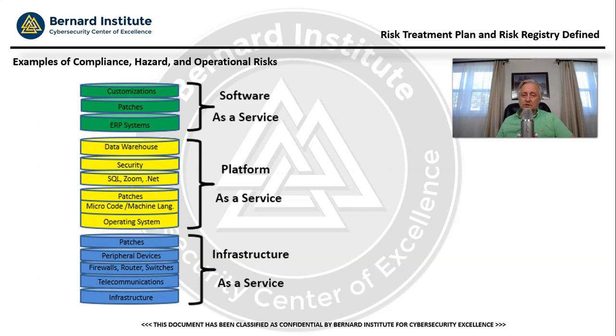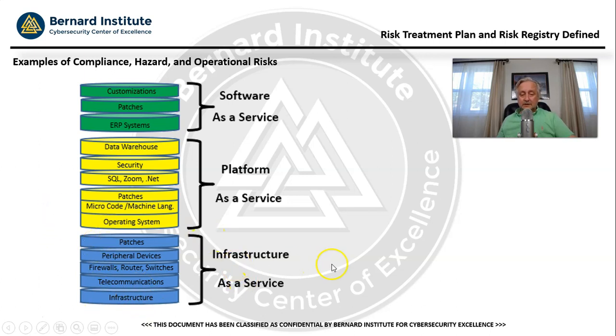Okay, now we're going to switch gears a little bit, and I'm going to drill down into operations so that you understand the compliance, hazard, and operational risks. This is what we call a cloud stack, but it's a technology stack that could be in the cloud, or in your infrastructure, or right on the desktop or laptop you're working on right now. You have an infrastructure, peripheral devices, printers attached, firewalls, antivirus, and telecommunications to connect to the internet. This is all managed through your platform and/or infrastructure.